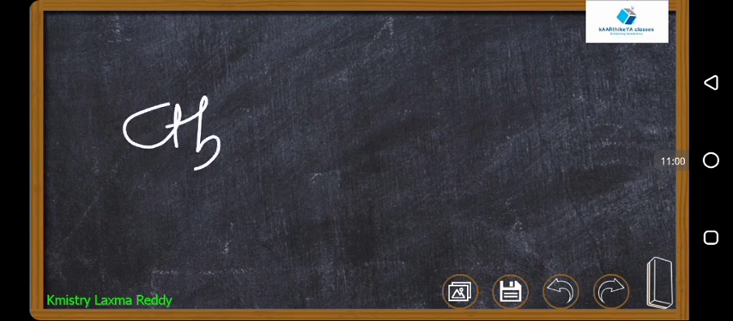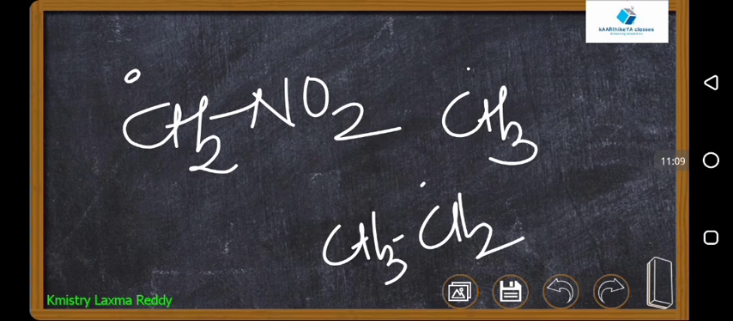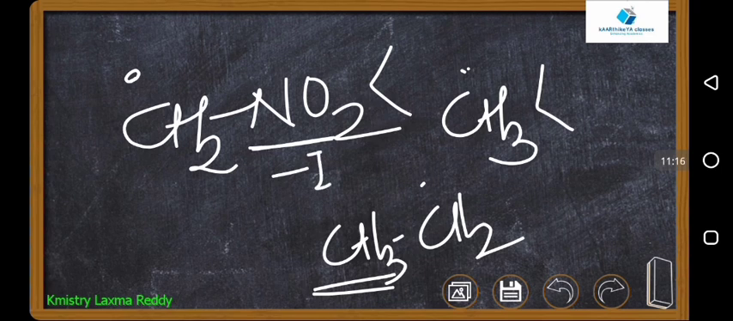The same thing you can expect in carbon free radicals also. What happens in carbon free radicals? For the same example, if you consider CH2NO2 dot, CH3 dot, and CH3CH2 dot, this is going to be least stable. Next to this one, this is going to be highly stable. The reason is this is a minus I group and this is going to be a plus I group.